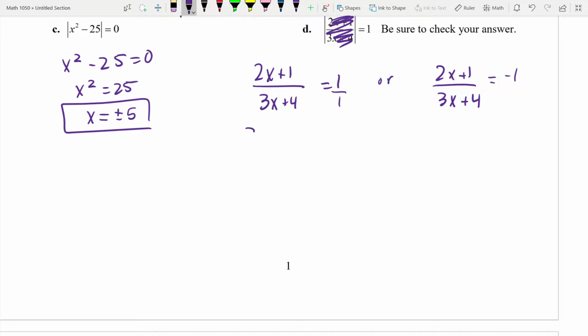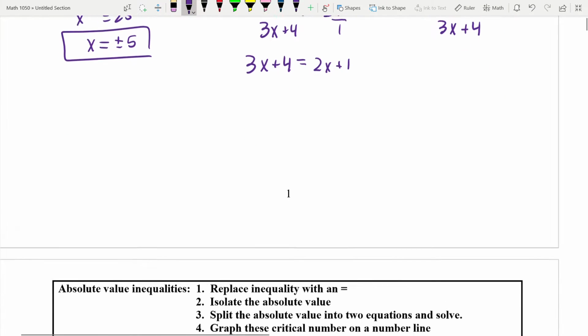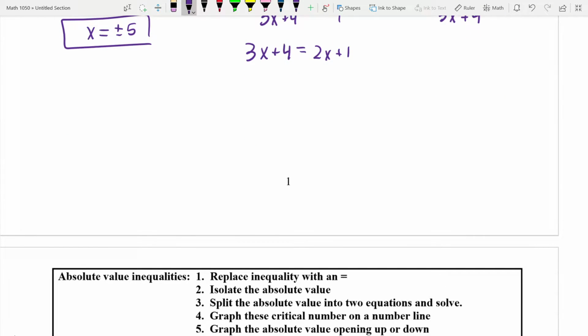So put a 1 underneath. Across from the 3x plus 4 is a 1. 3x plus 4 times 1 is 3x plus 4. Across from the 2x plus 1 is a 1. 1 times 2x plus 1 is 2x plus 1. Okay? So all I did is cross multiply. Then I'm going to get my x's together. So this 2x comes over and becomes a negative. So I have x plus 4 equals 1. Then I move my 4 over and it becomes a negative, and I get x equals negative 3.